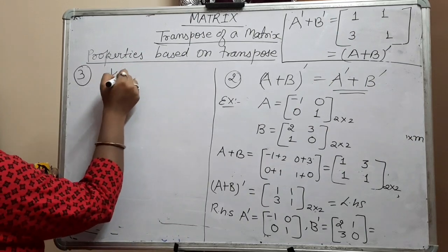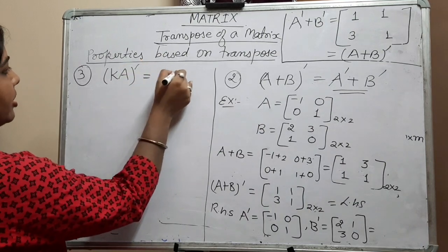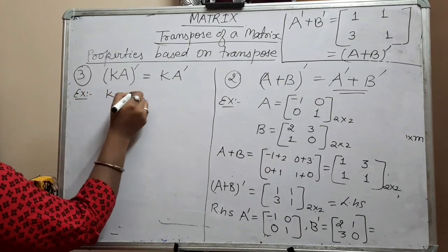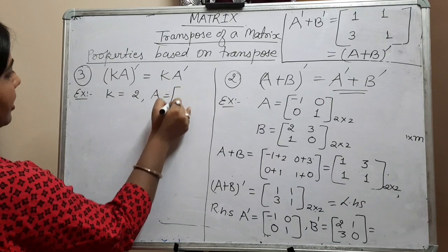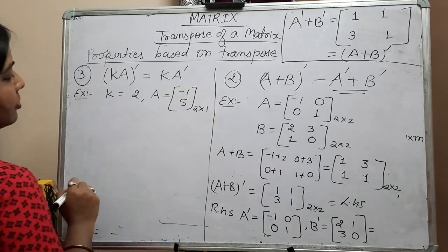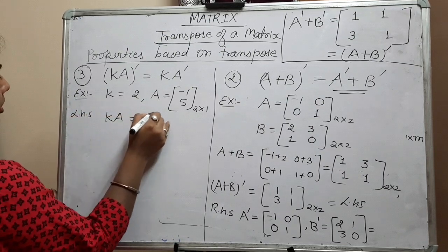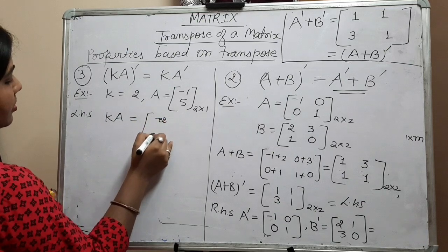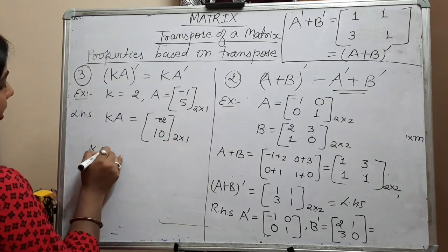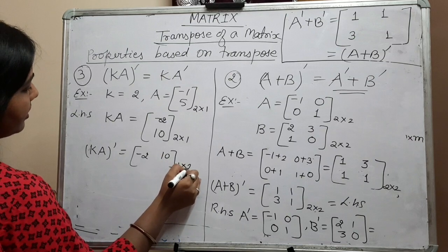Now the third property we will discuss is based on multiplication of a matrix by a scalar quantity. When we take the scalar product with transpose, (kA) whole dash will be equal to k A dash. Example: I am taking k as 2 and A as minus 1 5, 2 by 1, 2 rows 1 column. First I find the LHS part, kA, which is minus 2 and 10. Then kA whole dash will be minus 2, 10 with order 1 by 2.